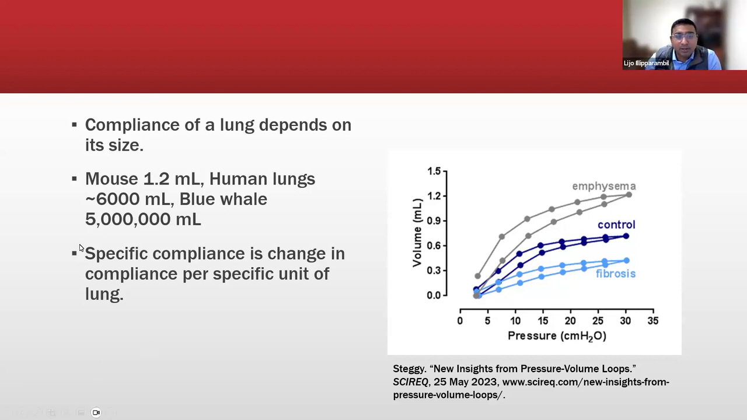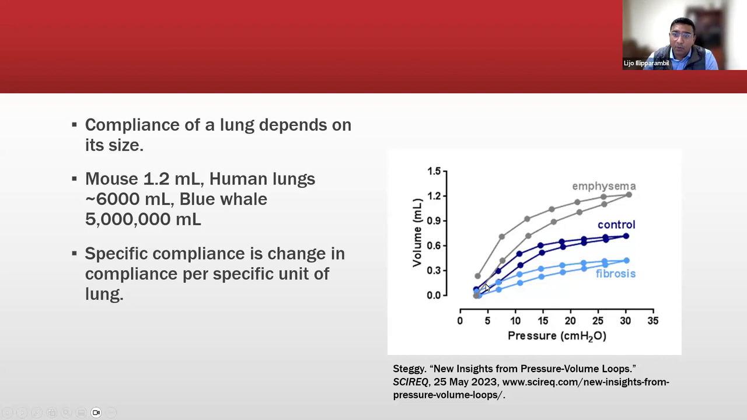Now, there's a component called specific compliance, which tries to standardize this between all the different species. And really what that looks for is change in compliance per specific unit of lung, which tends to be per FRC. Now, I will tell you that in a general sense, specific compliance isn't really helpful in most cases when looking at people, because you're really not trying to compare too many people with very varying sizes in lungs. However, it can be important to understand how pressure volume loops work with different types of pathological states.